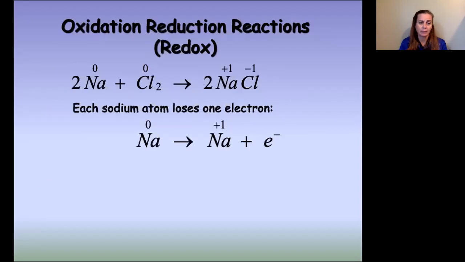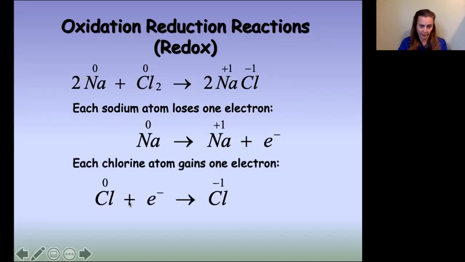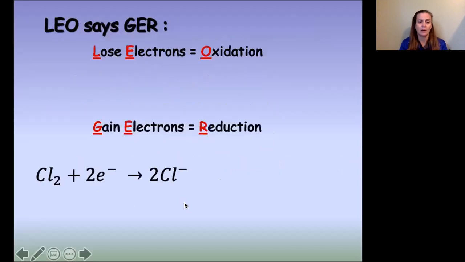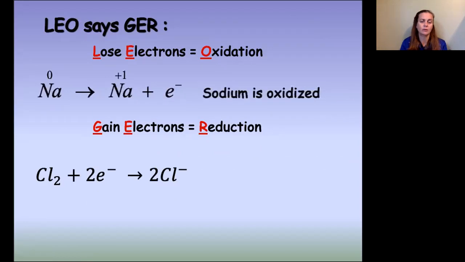So if we look at the example of sodium reacting with chlorine, here we have pure elements, we have the sodium atom and we have the chlorine molecule. Each sodium atom is going to lose one electron to form the sodium ion, and each chlorine atom is going to gain one electron. And this is where our mnemonic comes in. Losing electrons is oxidation, and gaining electrons is reduction. So you'll notice that sodium is oxidized.